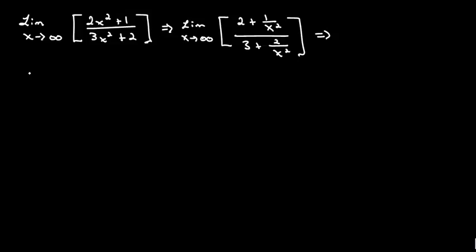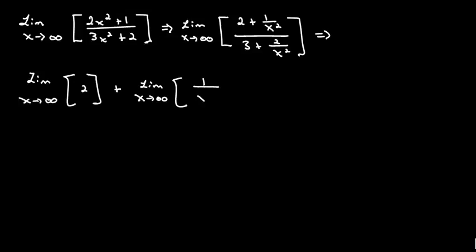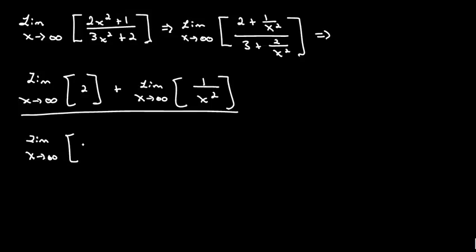And now, as the limit as x approaches infinity of these pieces, this gives us the following: the limit as x approaches infinity of the number 2 plus the limit as x approaches infinity of 1 over x squared, over the limit as x approaches infinity of 3 plus the limit as x approaches infinity of 2 over x squared.